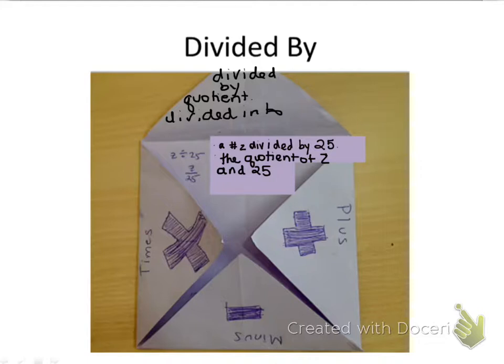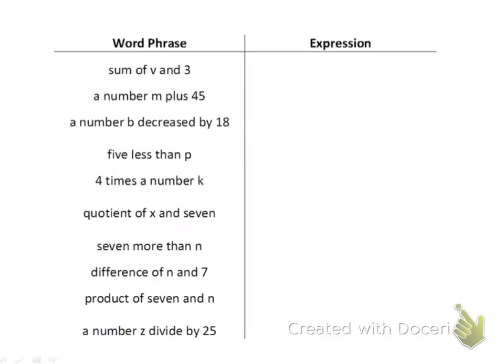So this foldable, now that you've completed it, is going to be your best friend while we're trying to write algebraic expressions. So let's look at some of these. We need to go from the word phrase to the expression. Well, the first one says the sum of v and 3. My word that's going to help me is sum. Sum, I know, means addition. So that must mean v plus 3.